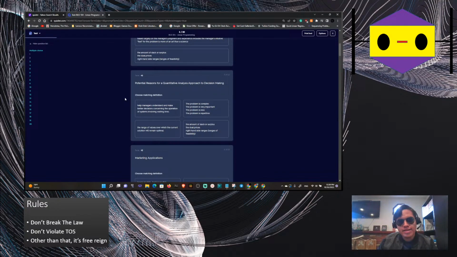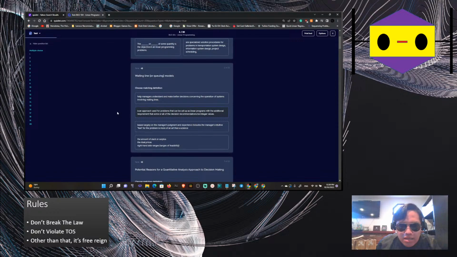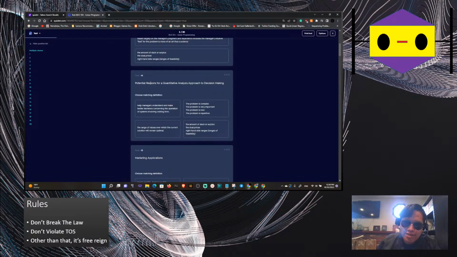Potential reasons for a quantitative analysis approach to decision making. I'm gonna go with A. Or, wait a minute. Help manage, understand, and making better decisions concerning operations of systems involving waiting lines. It's A. Number 2 is A. Yeah. So that would mean that for 3, potential reasons for a quantitative analysis approach to decision making will be the problem is complex, no? Make sense.